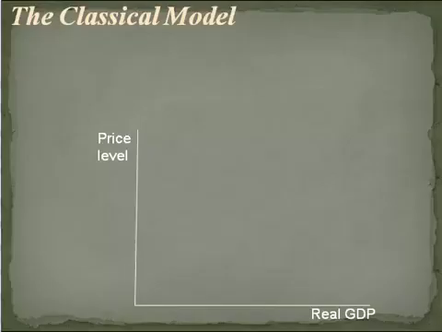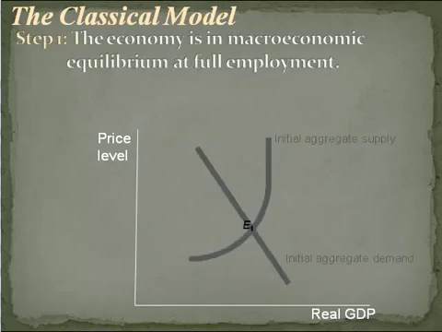The classical model of macroeconomic equilibrium implied that excessive unemployment and unused productive capacity would set up market forces that would eventually increase real GDP and eliminate cyclical unemployment. The key to the classical model is the assumption that prices and quantities in all markets are flexible.